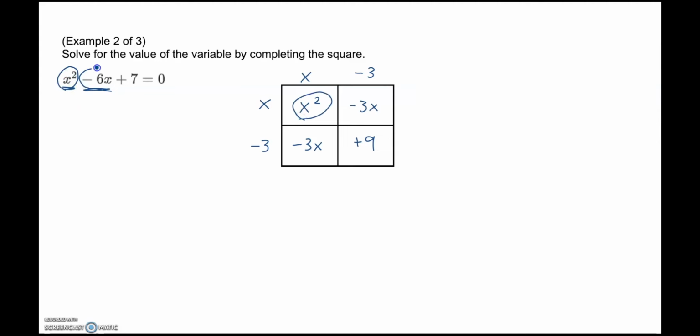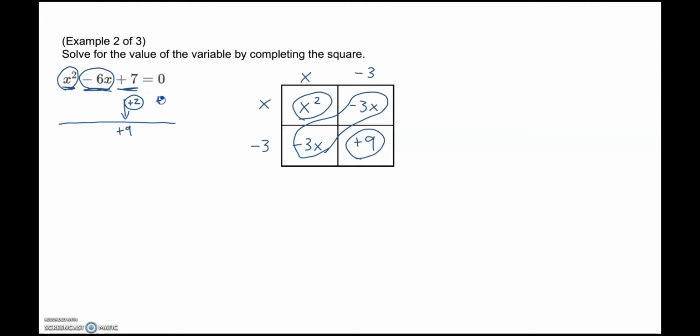We have our minus 6x term right here. And then we have our plus 9 term not yet, right? We need to transform this plus 7 into plus 9, okay? So let's think about what needs to be done to both sides of the equation to make this plus 9. Now, if you guessed plus 2, that's correct.